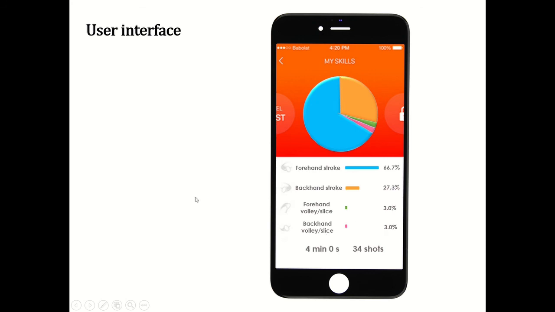And we can see that I rely on my forehand heavily, and in the future, I may need to improve the other skills to play better tennis.